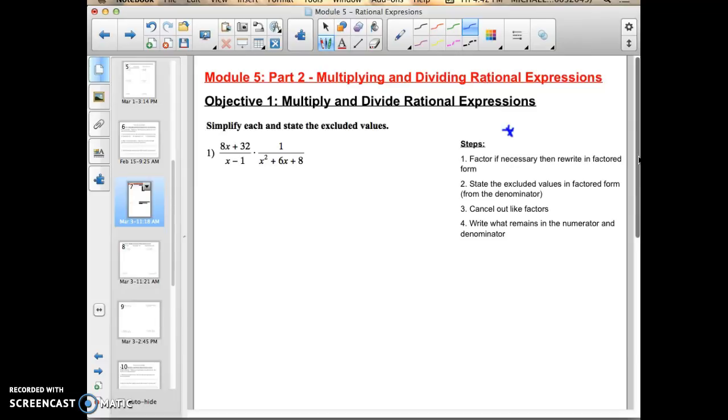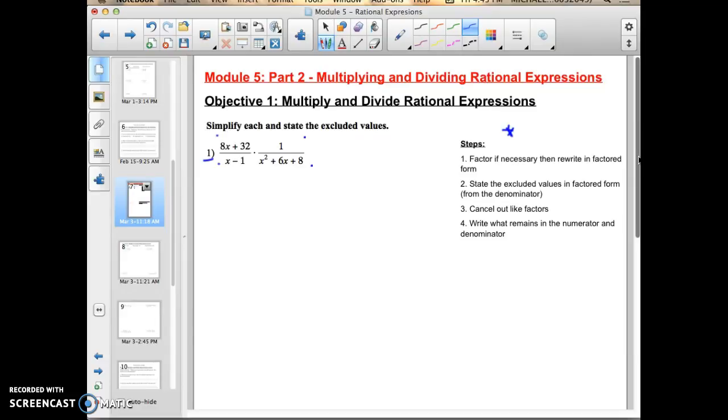So, the first thing I would do in number 1 is consider, are there pieces of this multiplication problem that need to be factored? Because again, I need to get it factored so I can state the excluded values in the denominator. If I was analyzing this problem and thinking about the pieces, I would look at that there's 4 pieces. There's a top left one, a top right one, a bottom left one, and a bottom right one. And that's how I'm going to be referring to these.